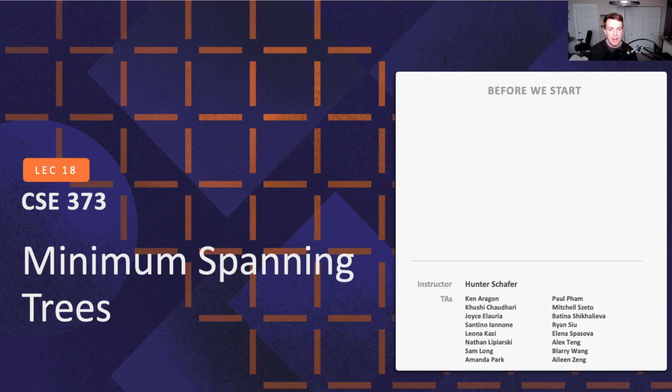Hello, everyone, and welcome back to CSE 373. Today, we are going to continue yet another day of talking about really exciting graph applications. So today, we're going to be talking about this problem called minimum spanning trees. We'll talk about the problems that they try to solve, and we'll start talking about algorithms for how to find them.